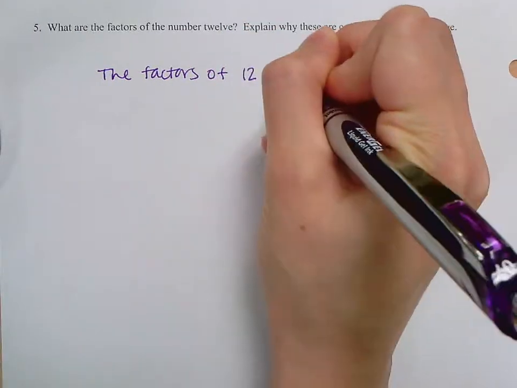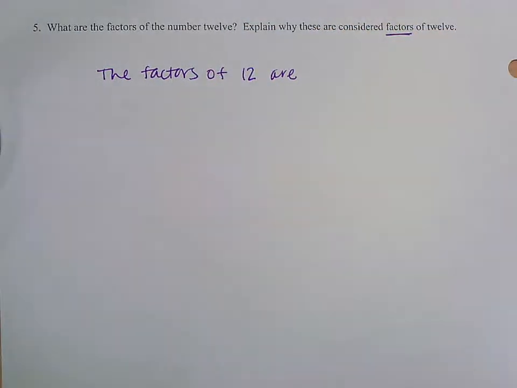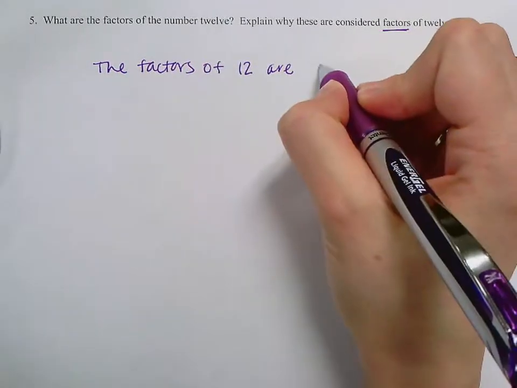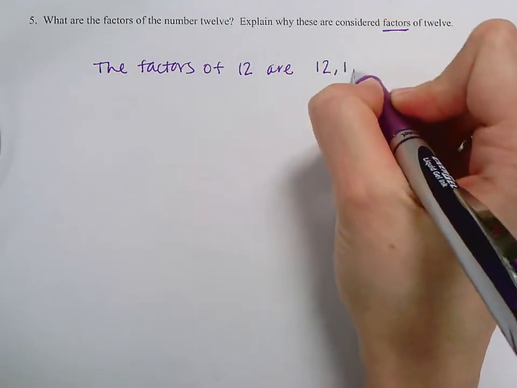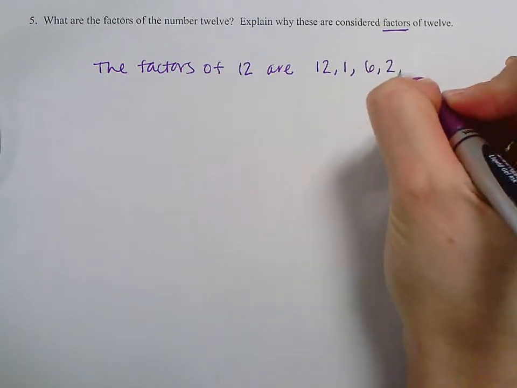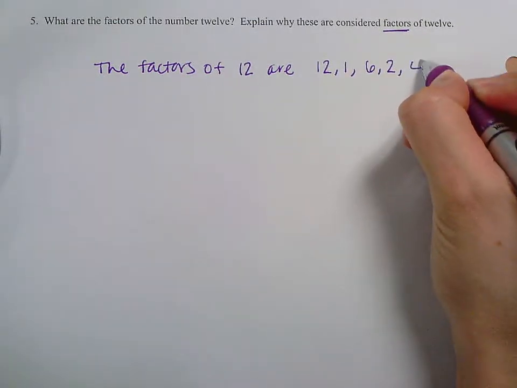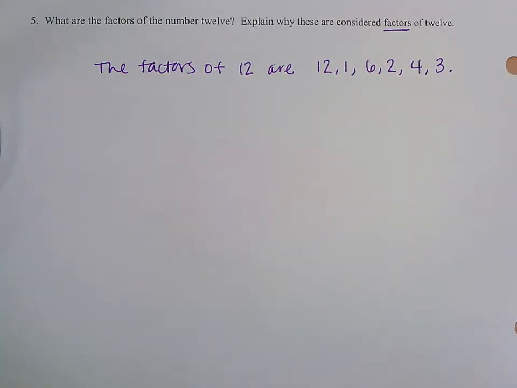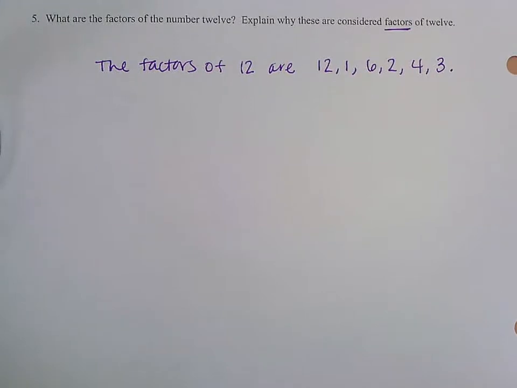of 12 are, what are factors of 12, Andrew? Exactly. Okay, the factors of 12 are 12, 1, 6, 2, 4, 3. Why? Why are those numbers factors of 12?